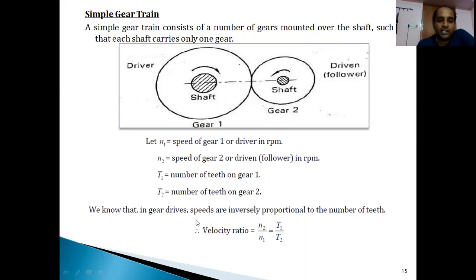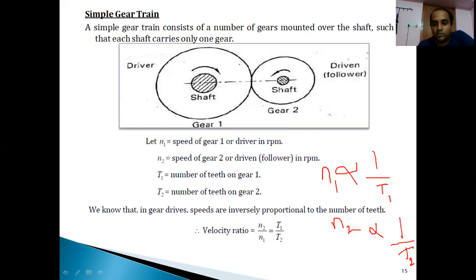So, for the gear drives, just now we have discussed how we can write the speed ratio, velocity ratio. N2 by N1 is equal to T1 by T2, or in simple words, the speeds are inversely proportional to the number of teeth. That is, N1 is inversely proportional to 1 by T1. Similarly, if you observe for N2, it is also inversely proportional to 1 by T2. So in gear drives, speeds are inversely proportional to the number of teeth.